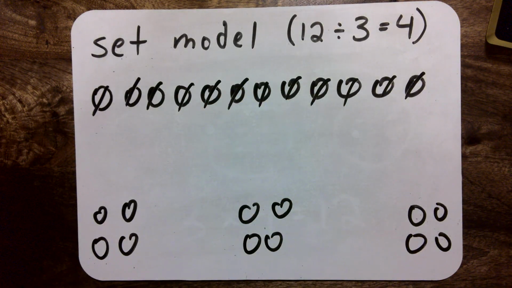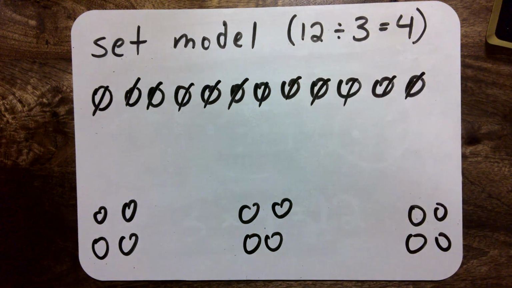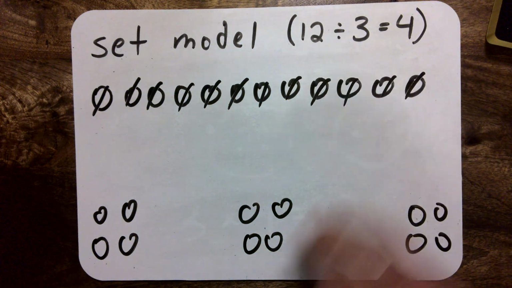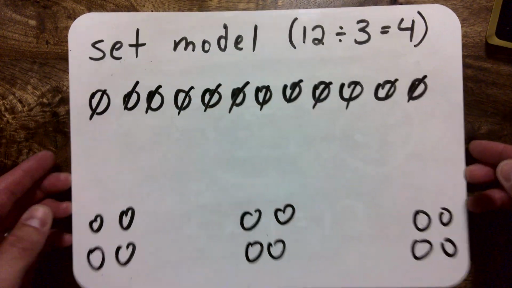That will be the abstract model, again making connections from the models and what they mean as far as groups and size, in relation to where our values show up, whether it's the dividend, divisor, or the quotient. So that's the set model.